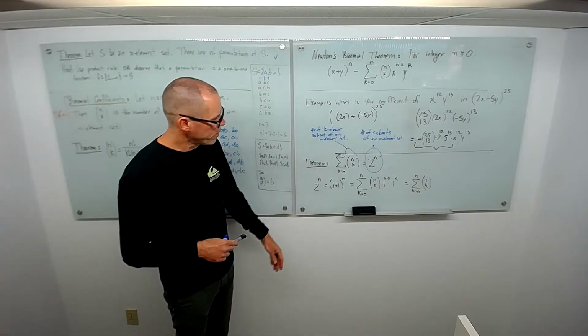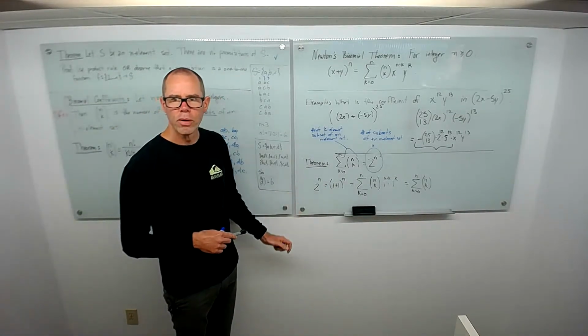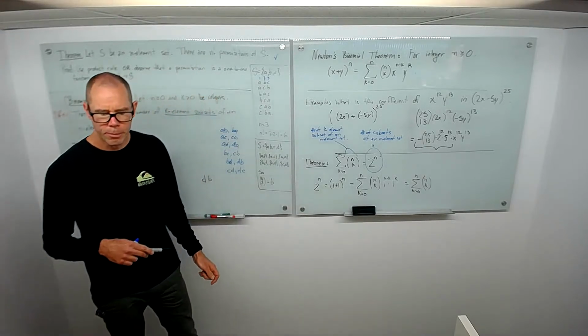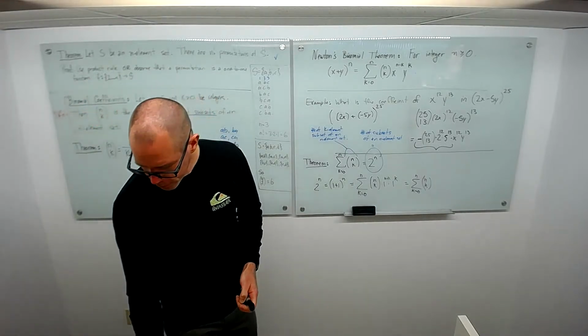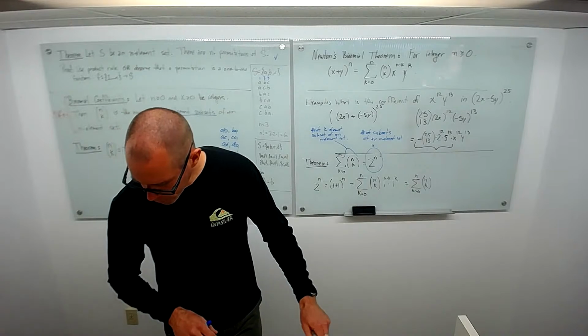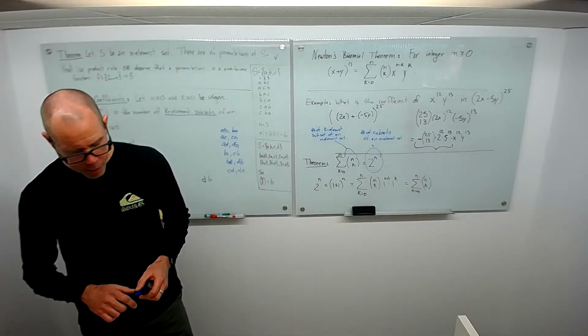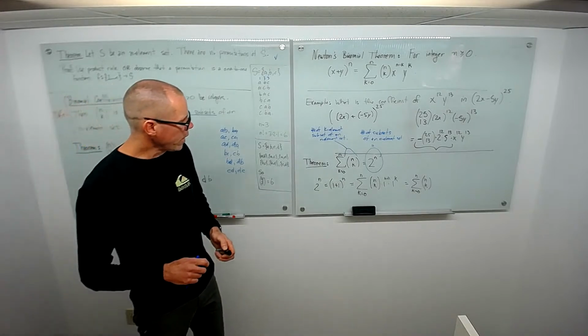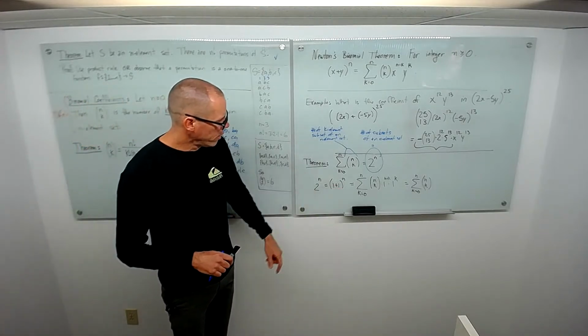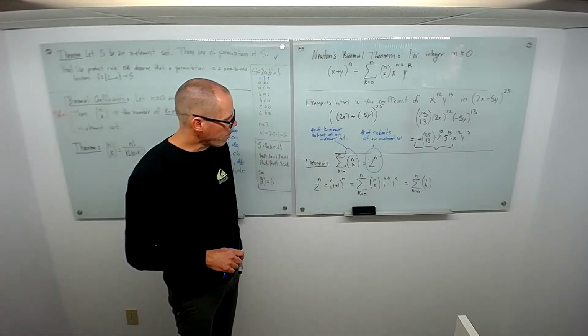But it follows out somehow instantly from Newton's binomial theorem. Yes, when you take x and y equal to 1, that's what happens.